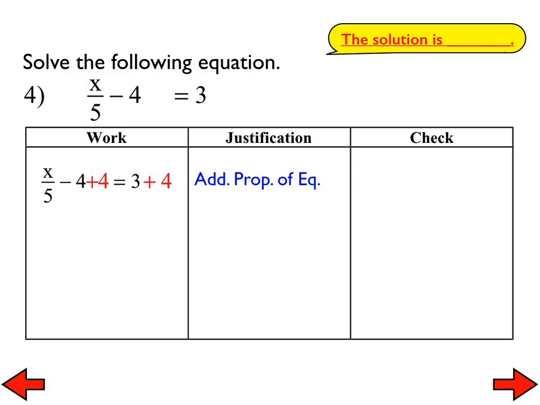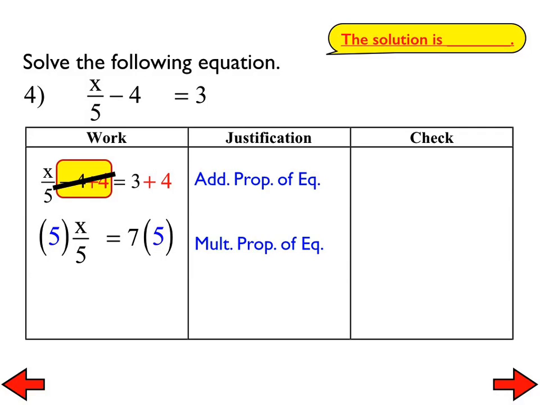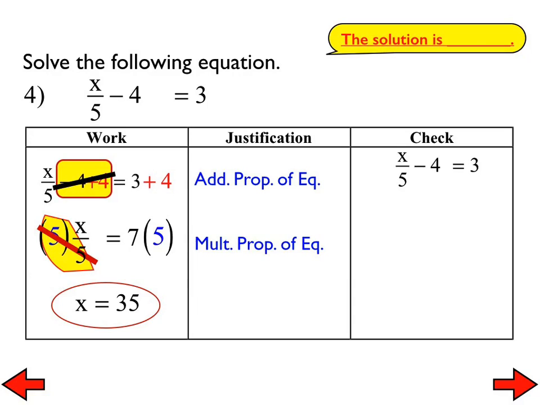That is the addition property of equality since I added 4 to both sides. And then I have to multiply both sides by 5. That is the multiplication property of equality. And we get x equals 35. To check, I substitute 35 in for x. Right there is where 35 needs to go. And then I need to make sure that that makes a true statement. And it does. 7 minus 4 is 3.